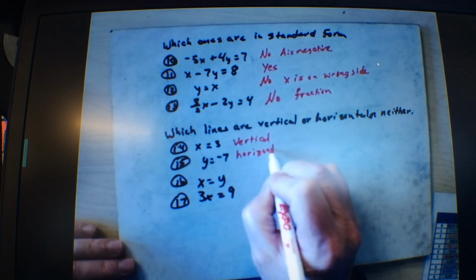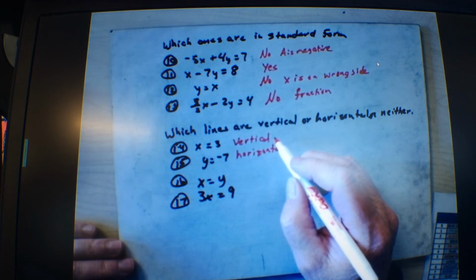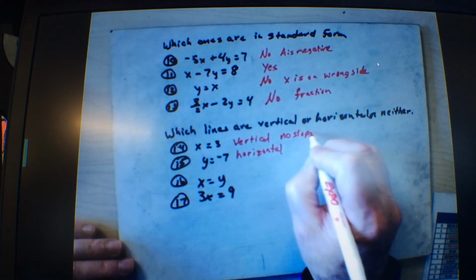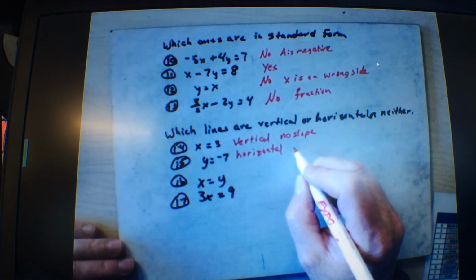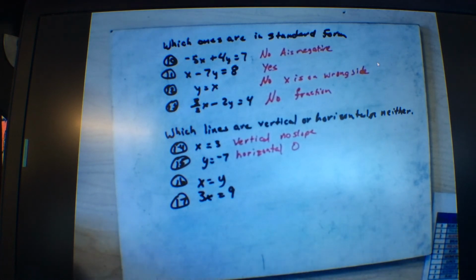By the way, what's the slope of the vertical line? Caden? No slope, right? What's the slope of a horizontal line? 0. Quit helping him, okay? He's got to get it. You won't be there tomorrow. I hope you're not helping him tomorrow.